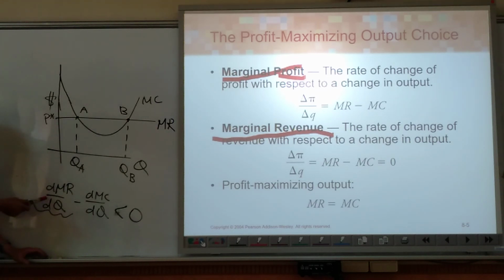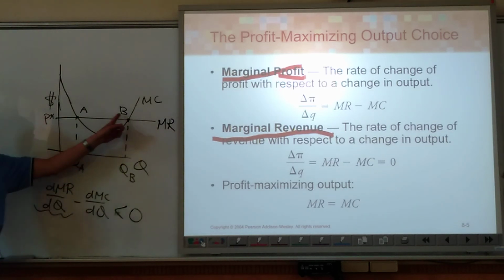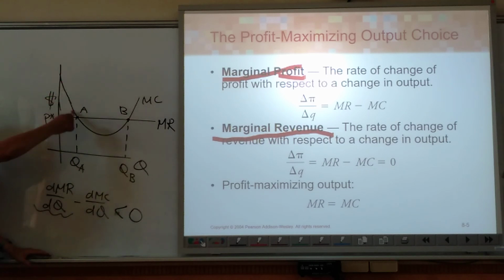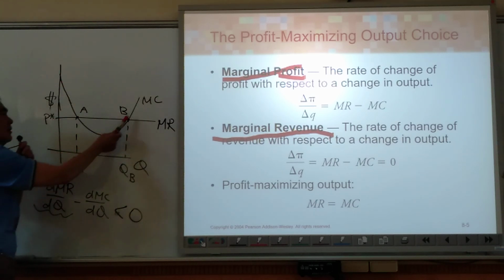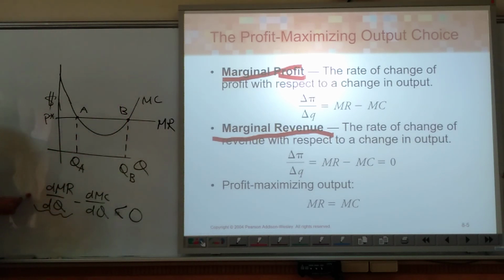Look at this. We say the slope of the marginal revenue must be less than the slope of the marginal cost curve, okay? What is the slope here? The slope here is 0, right? The slope here is negative, right? The slope here is positive, right? So this point satisfies the second order condition.